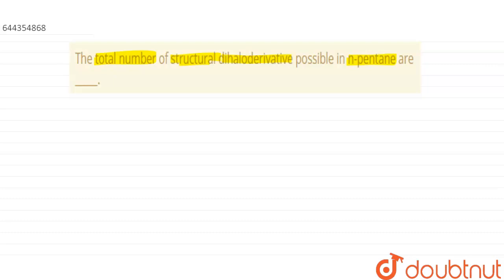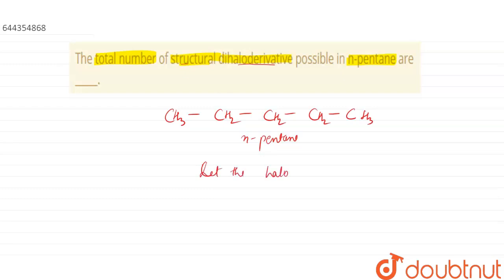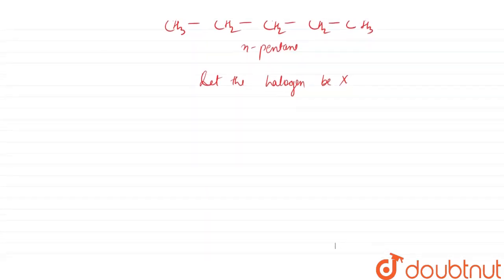So n-pentane is 1, 2, 3, 4 and 5. So this is our n-pentane, and we have to tell the total number of structural isomers of dihaloderivative. That means two halogens are present in n-pentane. So let the halogen be X. Okay, so now let us draw the structures, or you can say structural isomers.